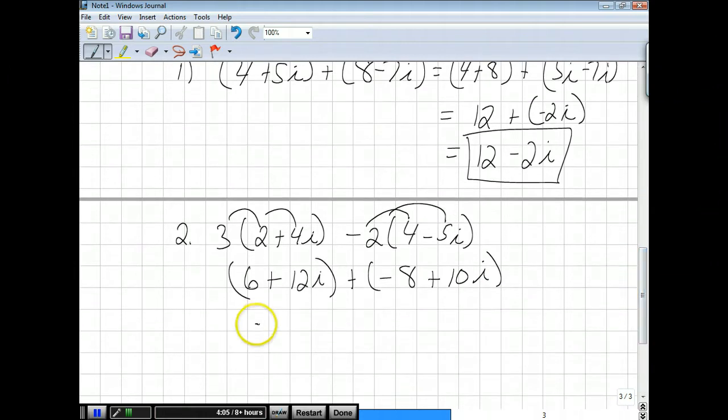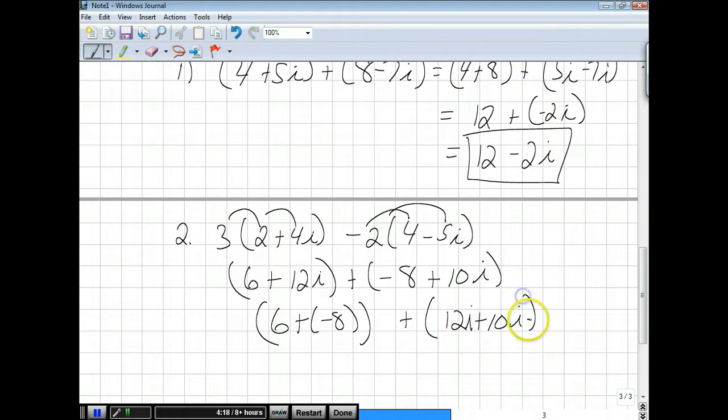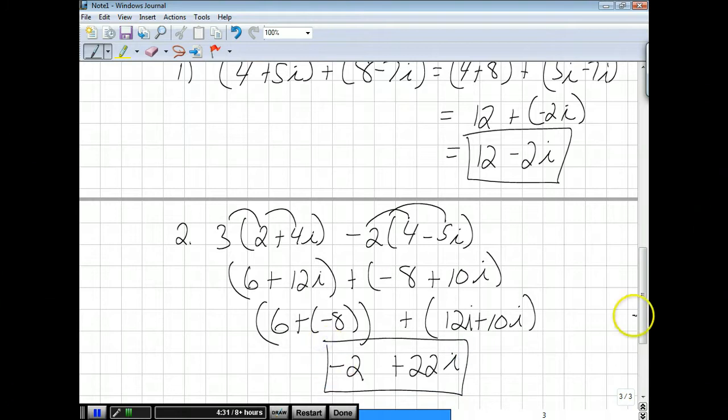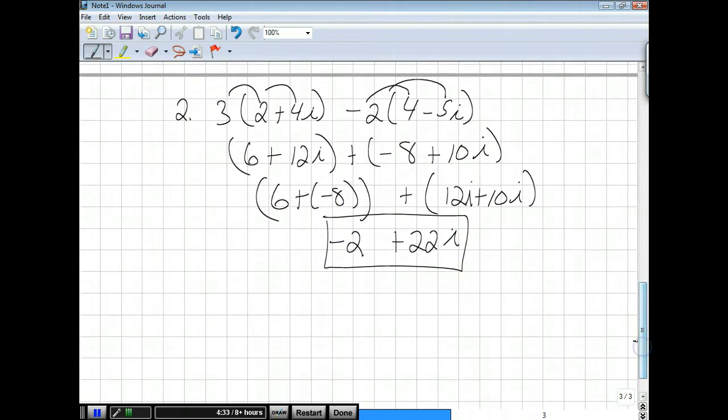Now, I just combine the real number parts. So 6 plus negative 8 plus the imaginary part, 12i plus 10i. So 6 plus the negative 8 is negative 2. And 12i and 10i is 22i. Okay, so that is the sum of those two complex numbers.